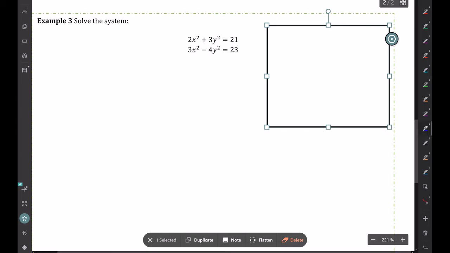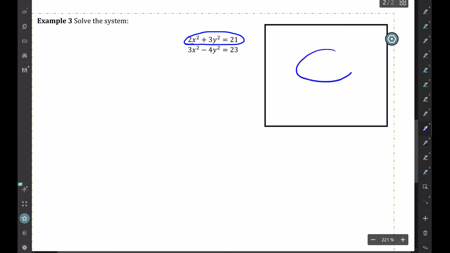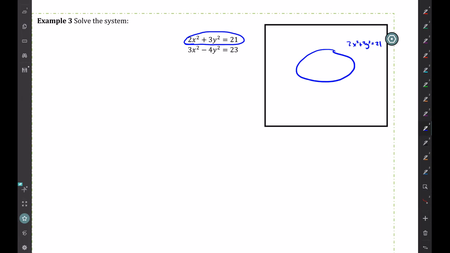So let me say that this right here is kind of a squash circle. Looks something like this. That's the 2x squared plus 3y squared equals 21. Notice that it looks a lot like x squared plus y squared equals 21, but you have these coefficients there, so that's like a squash circle or an ellipse. So this is an ellipse.